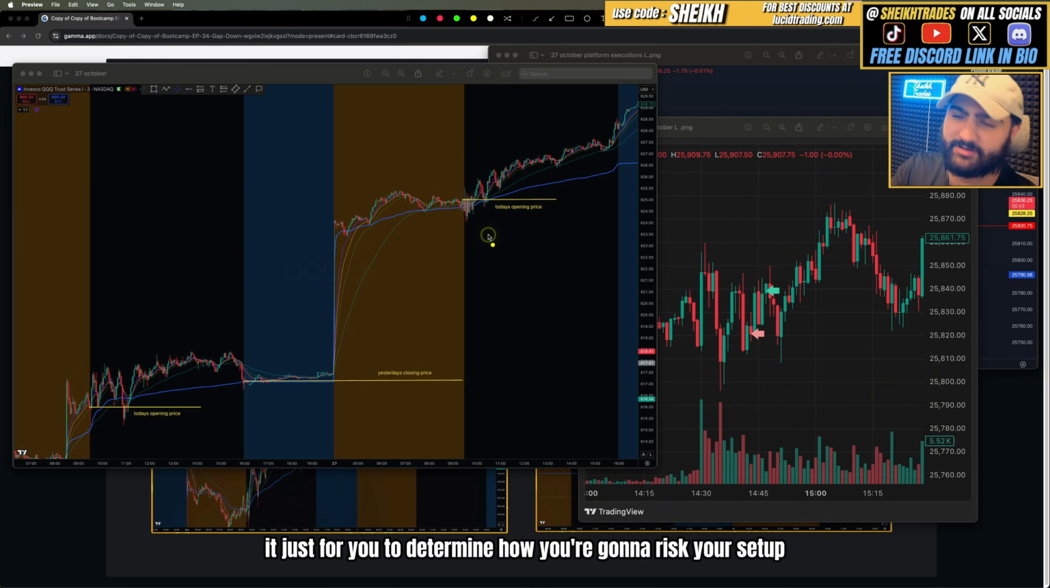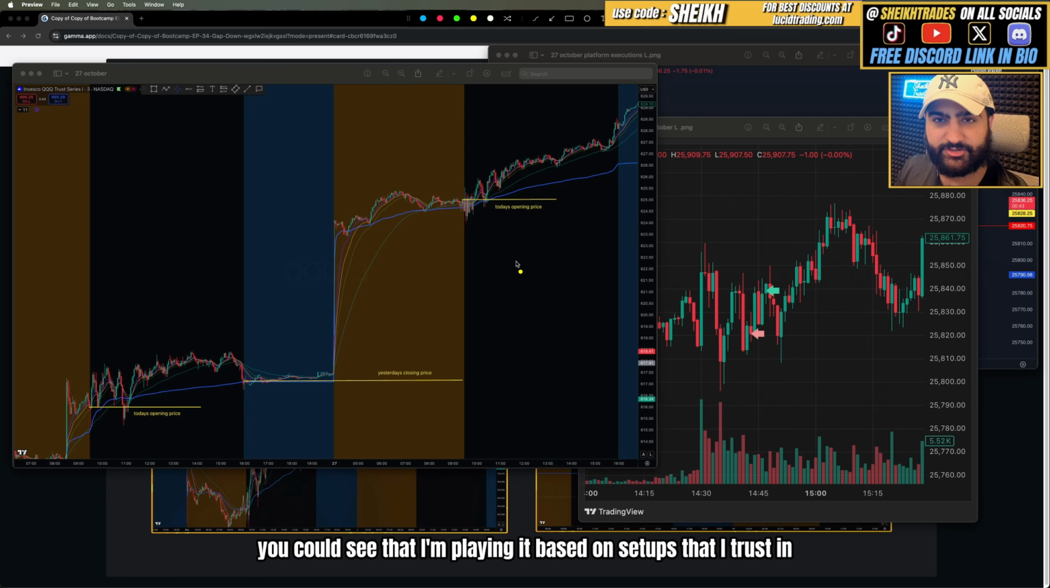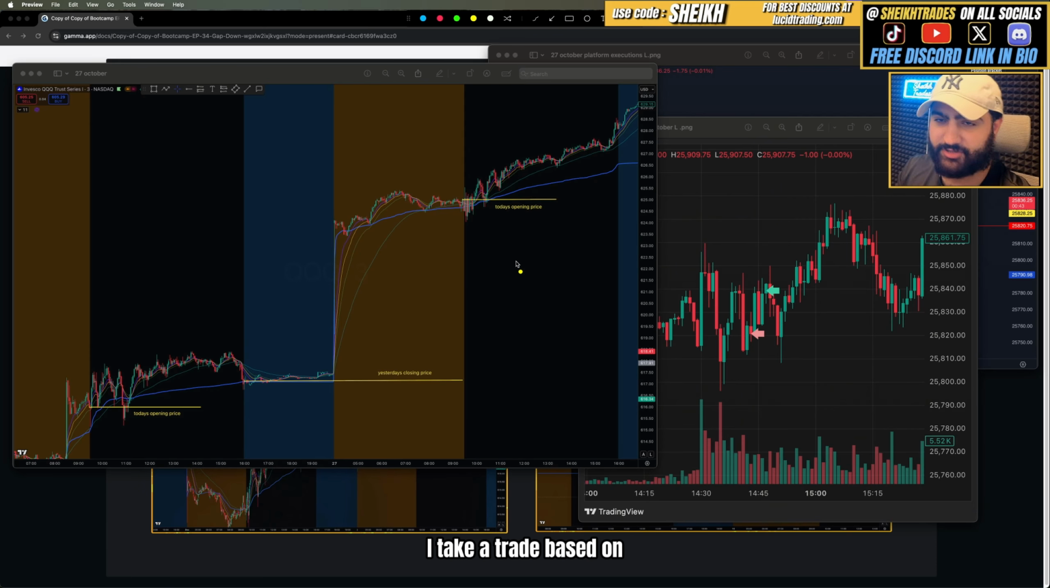And for me, you could see that I'm playing it based on setups that I trust in, that I take a trade based on a setup that I've studied the past couple of years. So very normal that it doesn't work. Very nice setup for a drop and pop as well, where you could have longed it, which we went over in the case one. But I was just wrong on it, and I didn't want to trade it anymore.